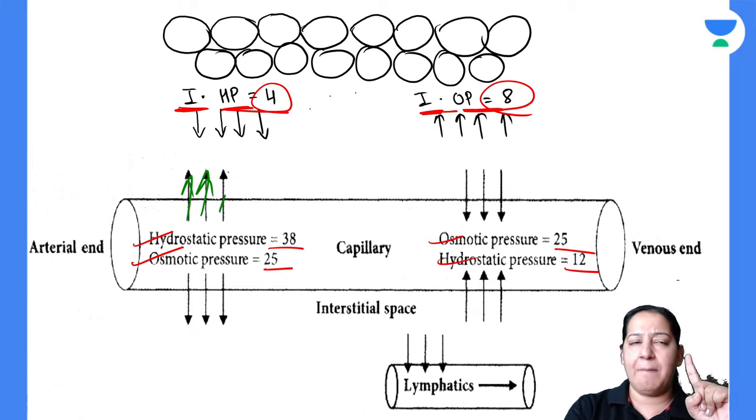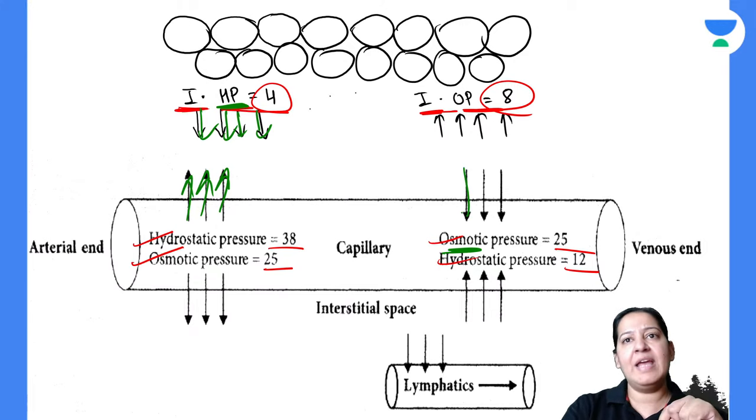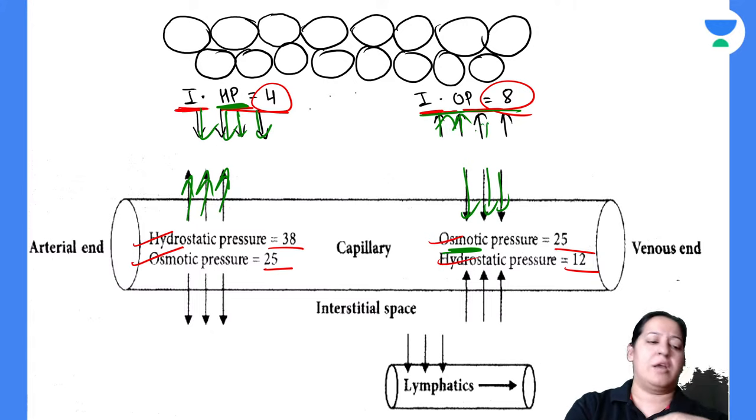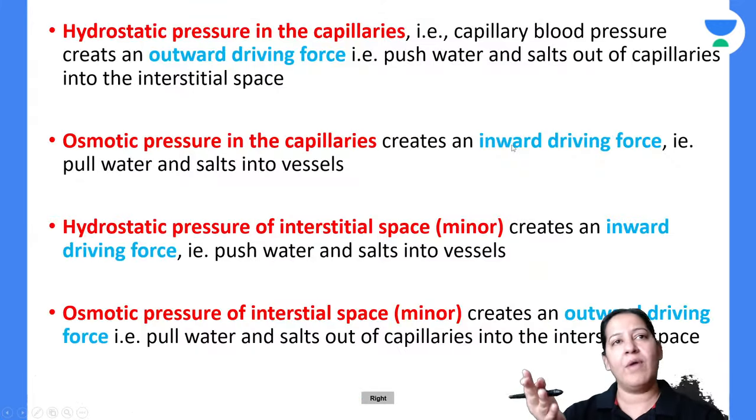Hydrostatic pressure in the capillary is outward, but hydrostatic pressure in the interstitial fluid is inward. See, osmotic pressure in the capillary is inward, but in the interstitial fluid, it is outward. See, the arrows are opposite. I have drawn it crystal clearly. I cannot simplify more than this. Right. Have you got it?